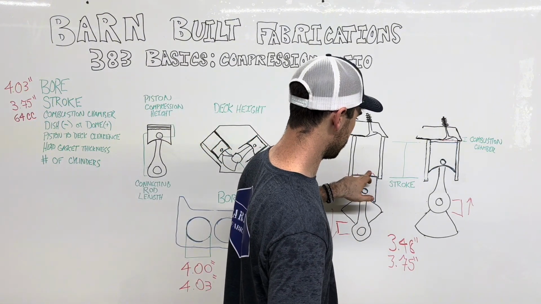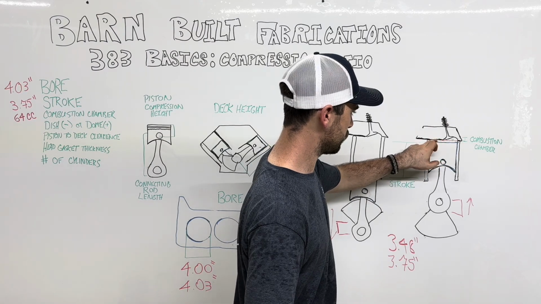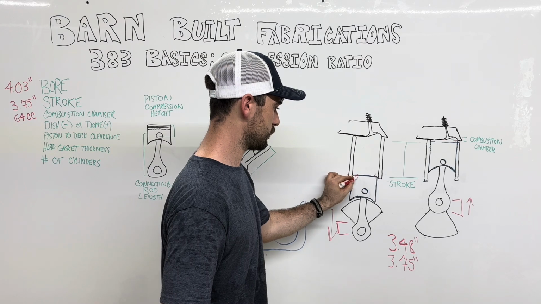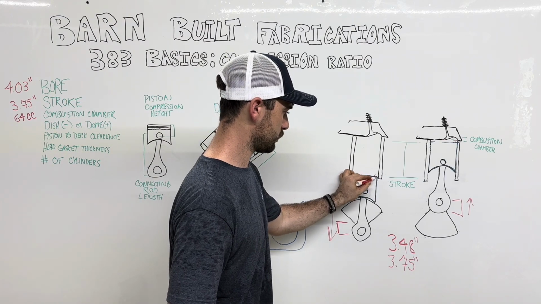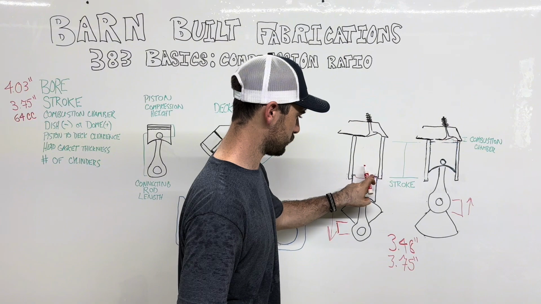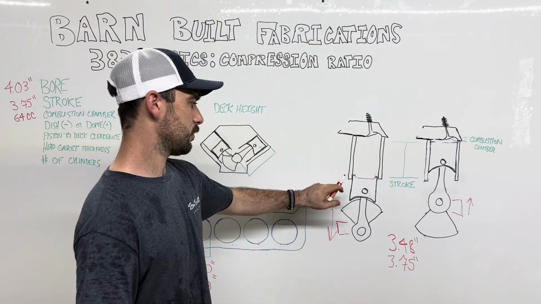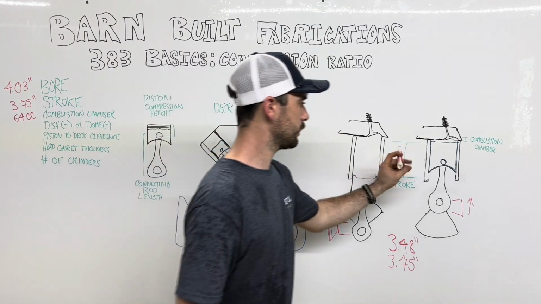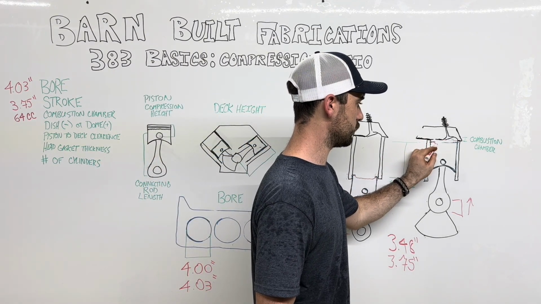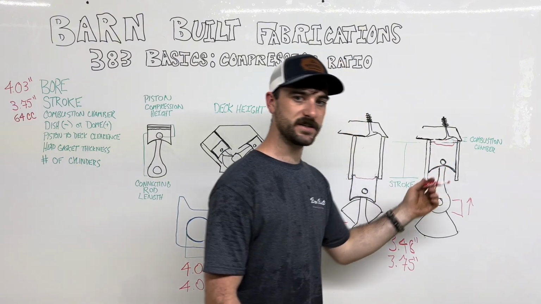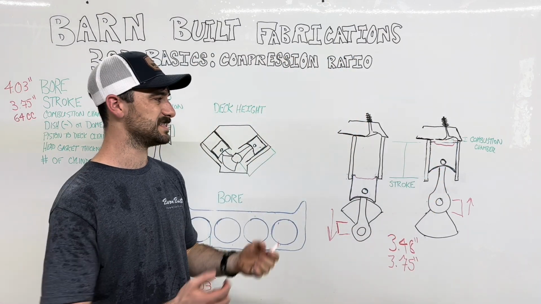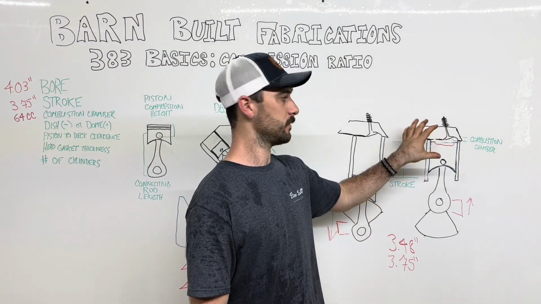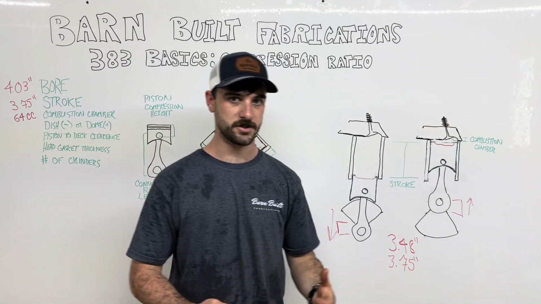Conversely to that, if you have a dish, your piston is going to have a little bit more area in it, and depending on how much of a recess you have in your piston, you're going to decrease the compression ratio because you're increasing the volume at top dead center at your combustion.